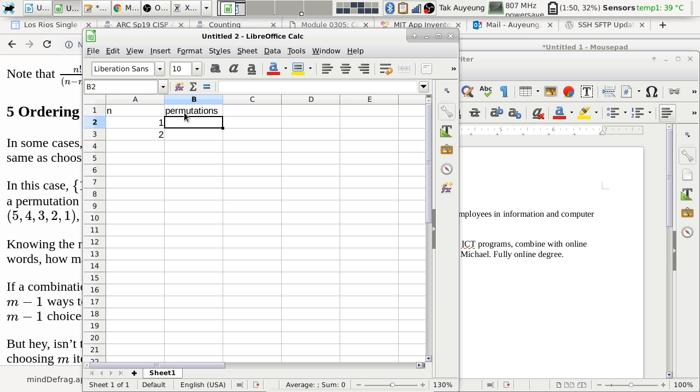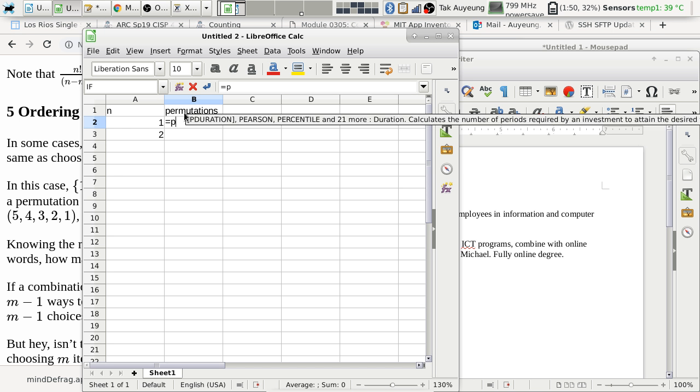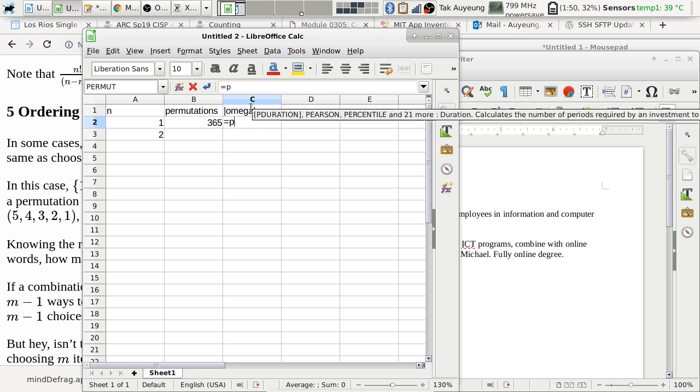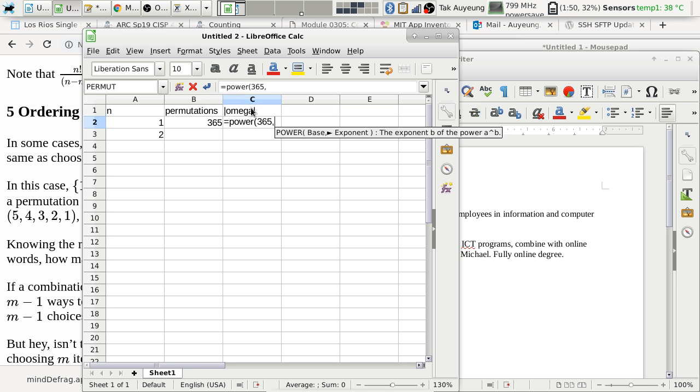So permutations. This is going to be permute the total number of elements, which is 365, and then N is representing how many we're choosing from. So we got 365, and then we have the total, or this is the cardinality of omega, and that is 365 to the power of the number of people in the class. Okay, does that make sense?